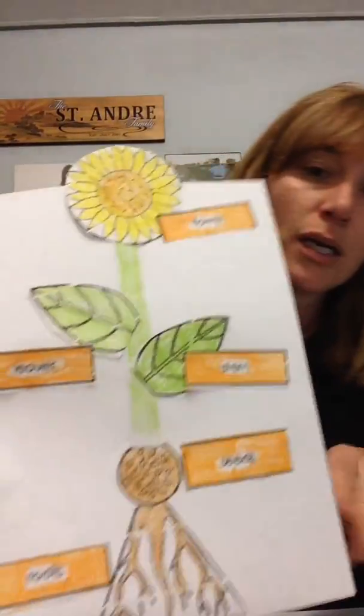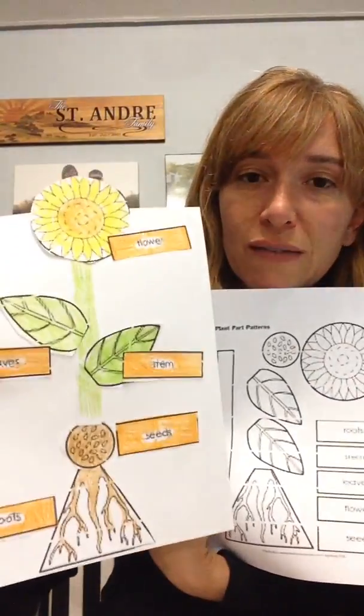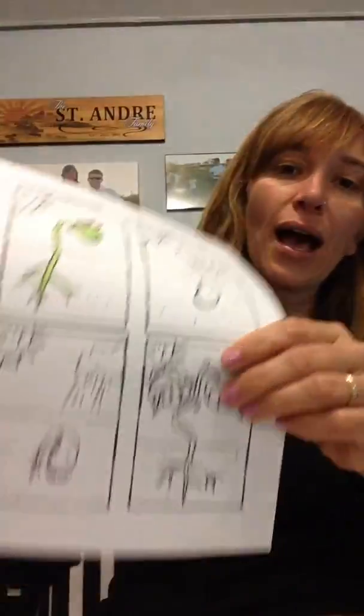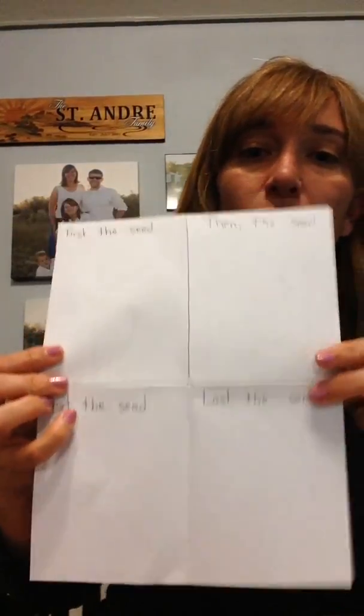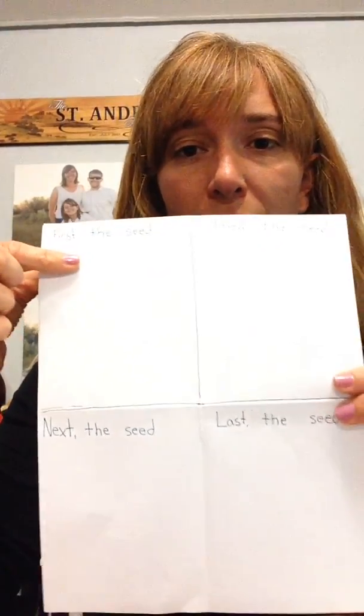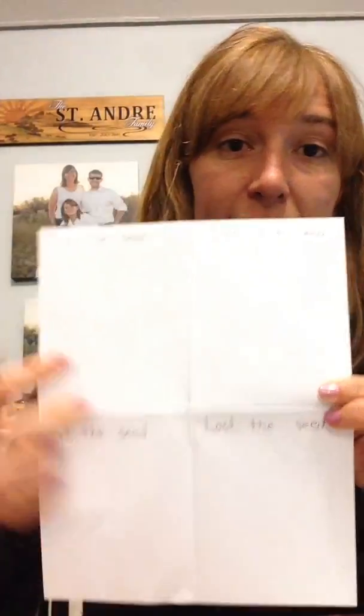Some examples of table jobs are typical kindergarten concepts. This week we're going to be coloring, cutting, and labeling parts of the plant, and that's one table job. Another job is beginning, middle, end. So you cut and color and then paste them on so that it makes a bit of a story. First the seed, then the seed, next the seed, and last the seed. So they have to glue them in order.